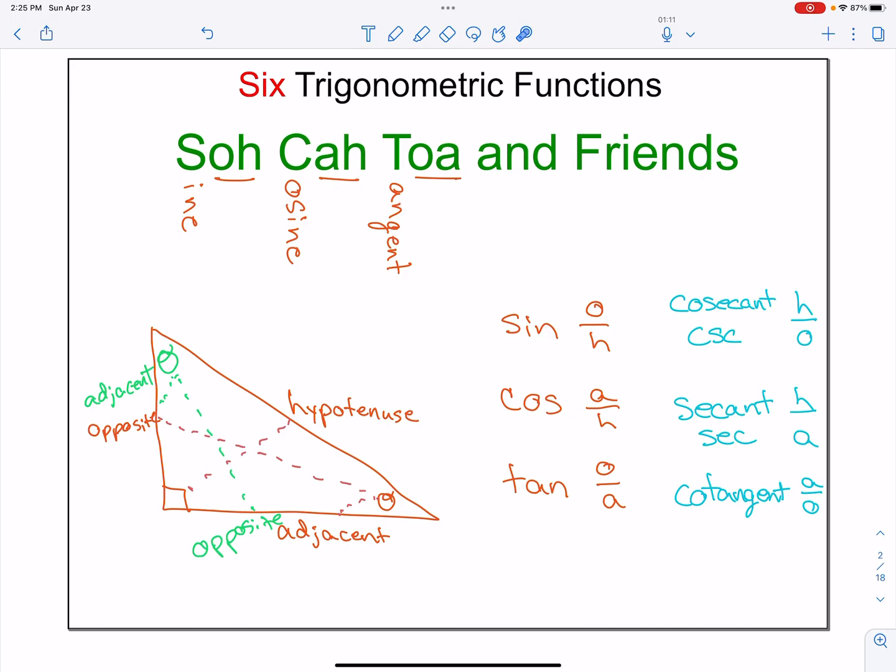So the way I like to remember this is that the C's do not go together. These co's do not go together. Each pair has an S and a C: sine, cosecant; cosine, secant. So that's how I keep track of it and try to remember it.